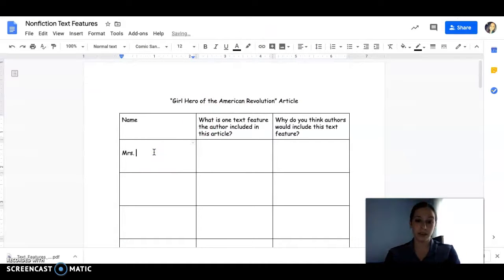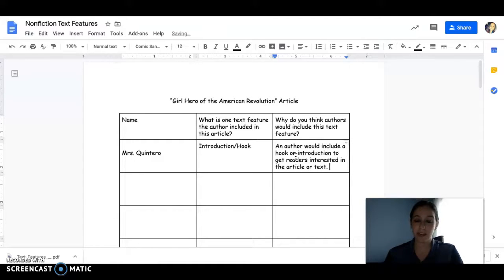I'm going to put my name. One text feature the author included in this article, an introduction, or we can say a hook, right? It kind of hooked us in. Why do you think authors would include this text feature? An author would include a hook or introduction, probably to get readers interested in the article or text.